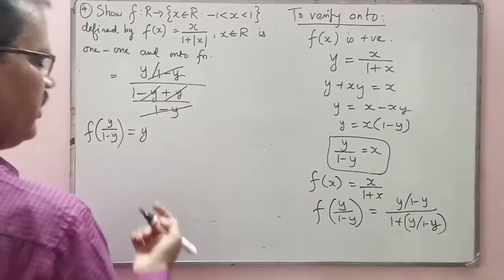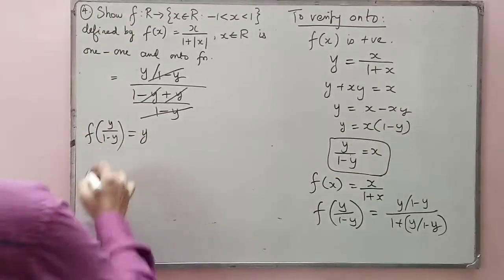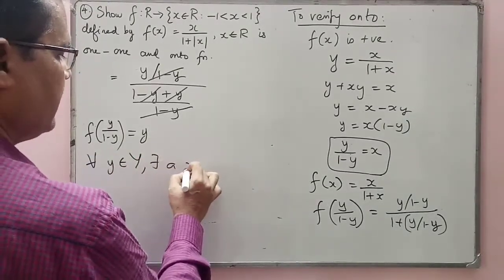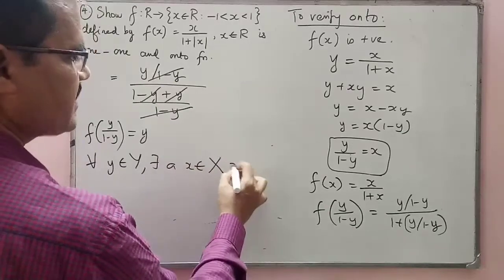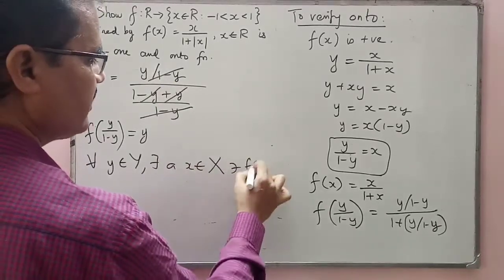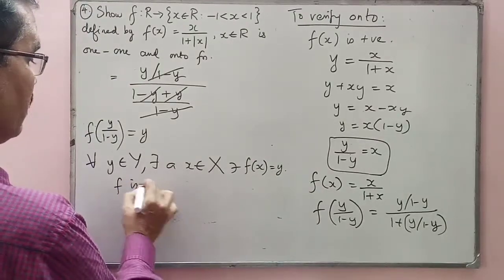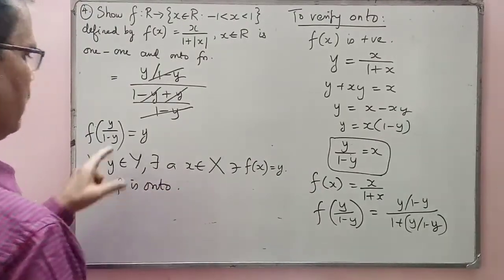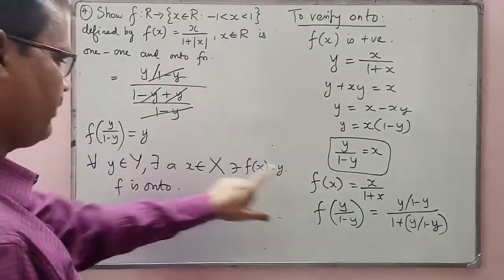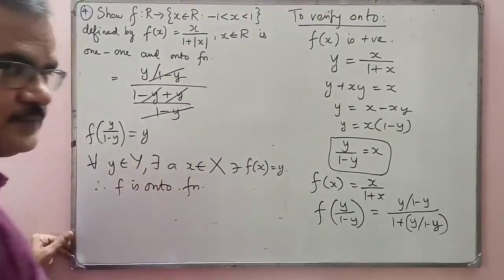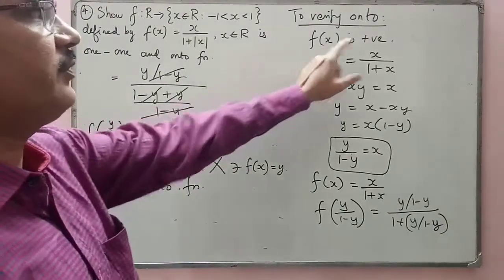So when you get y, what do you know? Yes, for every y belongs to Y, the codomain, there exists an x belongs to X, the domain, such that f of x equals y. What is this actually? This is the statement for f is an onto function. Very good. So we have proved f of x equal to y. Therefore, f is onto function. Okay, children, we have proved it for f of x positive.